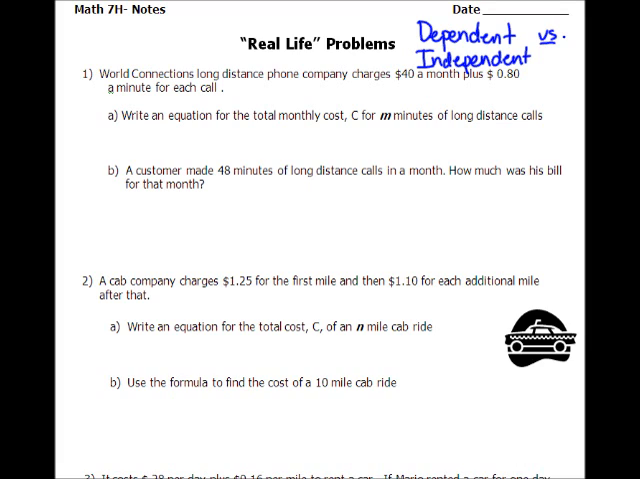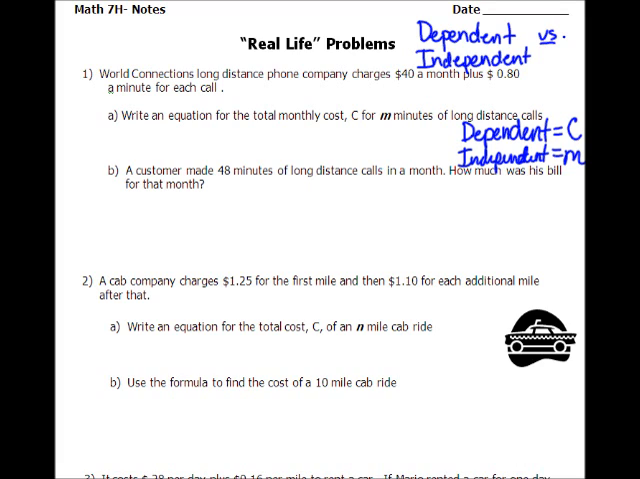Well, the cost really depends on the number of minutes you talk, right? So our dependent variable would be the cost. And you should write this down. If I write it, you write it. And the independent variable would be the number of minutes. So I want to think about this.